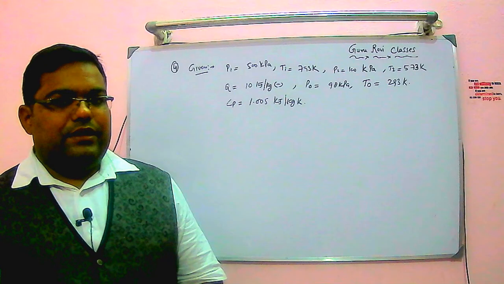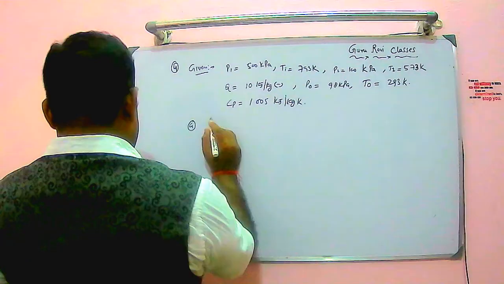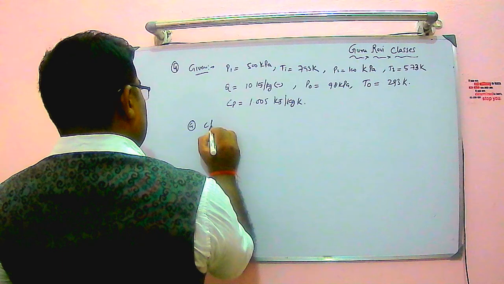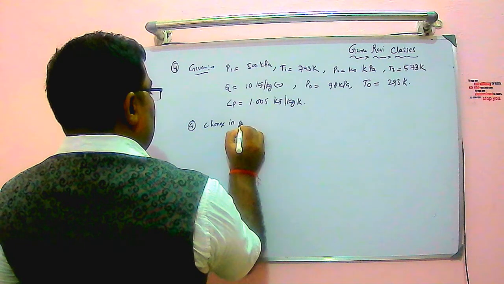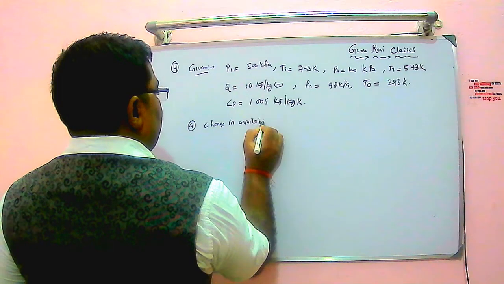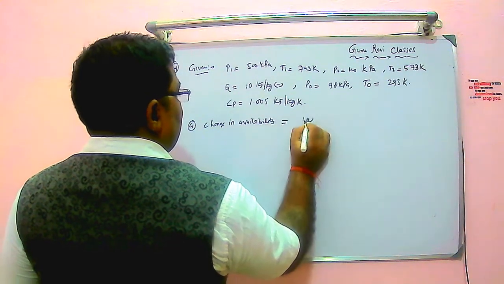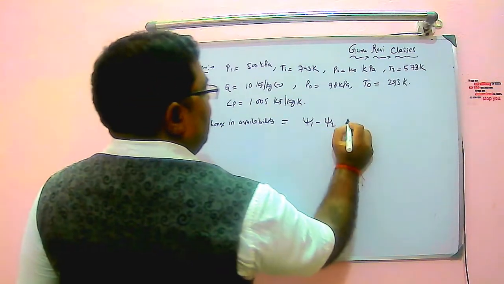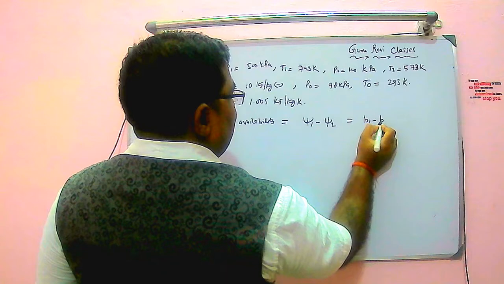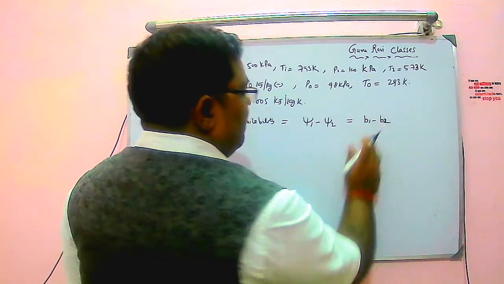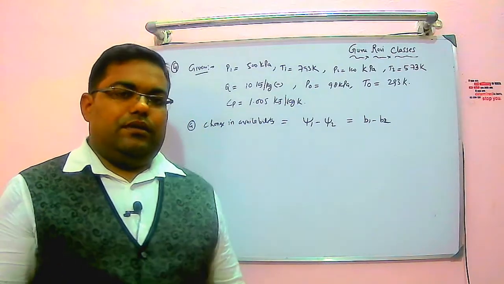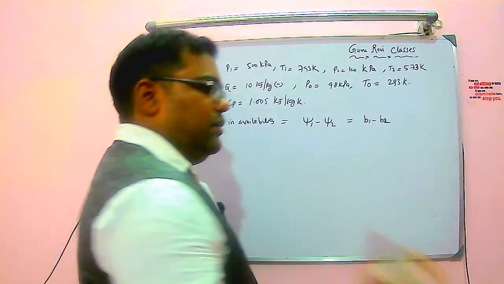S2 minus S1. So the first part of this is asking for the change in availability. Change in availability is nothing but psi1 minus psi2, the steady flow availability function, which is also equal to b1 minus b2. These are Keenan functions, b1 minus b2, applicable for an open flow system.